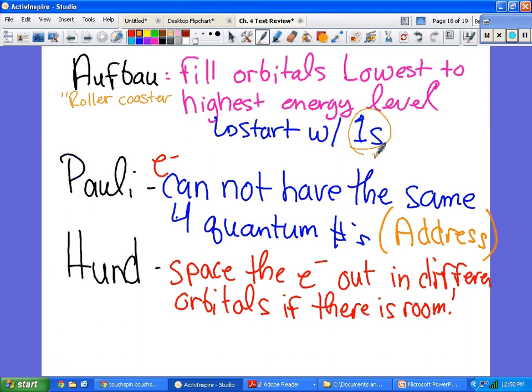Pauli. This is the address guy. Can't have the same address, but we don't call them addresses in chemistry. What do we call them? Quantum numbers. Electrons cannot have the same four quantum numbers as any other electron. Remember, we defined those. And then Hund's rule is to space the electrons out in different orbitals if there is room. So if we have three orbitals, would I bunch them up like that? What's wrong with that? There's an empty orbital, we've got to fill it up first. We've got to put at least one in each one.